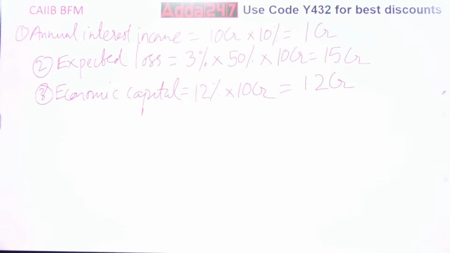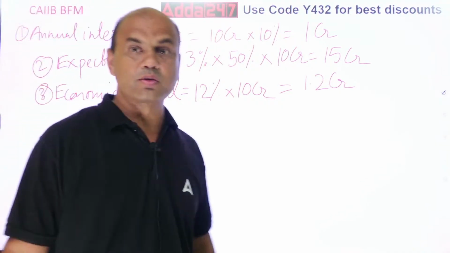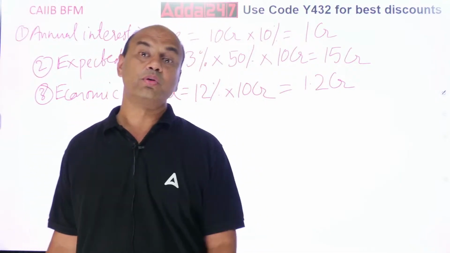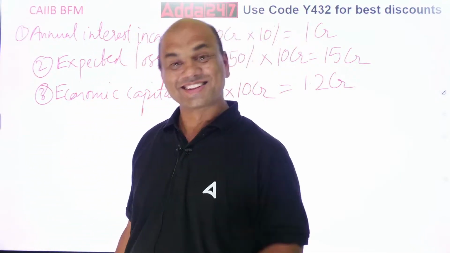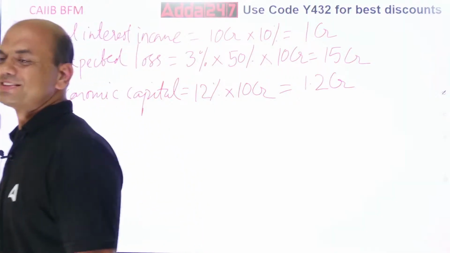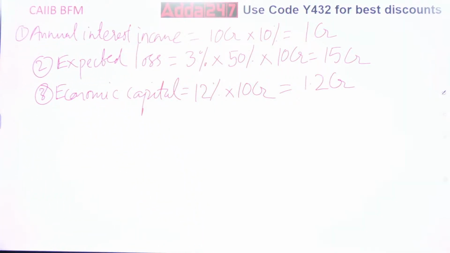Now you will be wondering, what are we doing all this? What is your final aim? RAROC. But where is the RAROC? Up till now you have not got any RAROC. Wait, follow the steps. So economic capital you got.